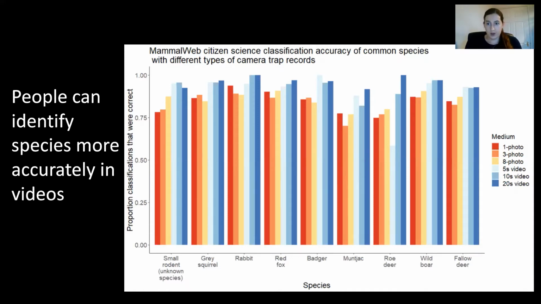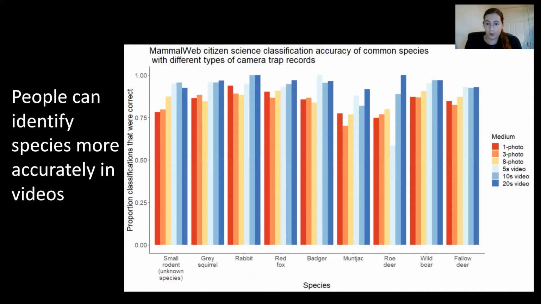So we have 3 versions of photo sequence. So it's 1 photo in a sequence, 3 photos in a sequence, or 8 photos in a sequence. We expected an increase in accuracy with more photos in a sequence, just because you've got more images to look at. You might be able to spot movement, and you're more likely, just by chance, to have that good angle to help identify a species.